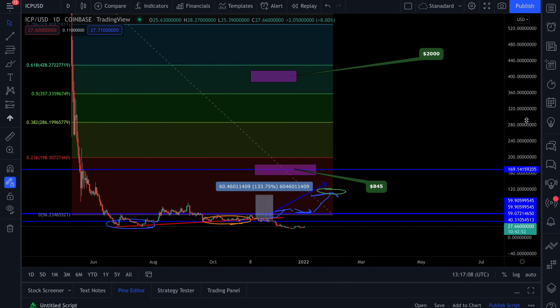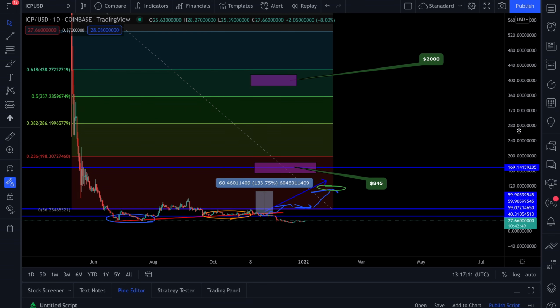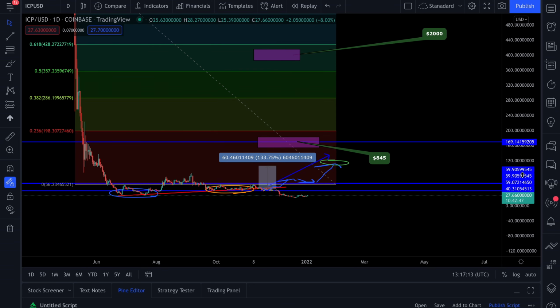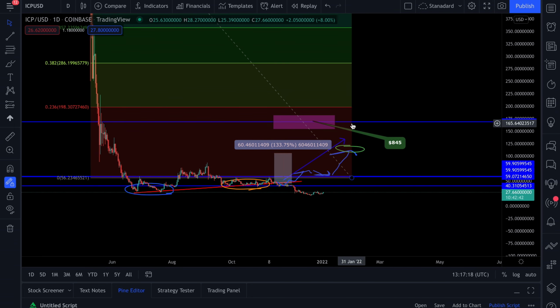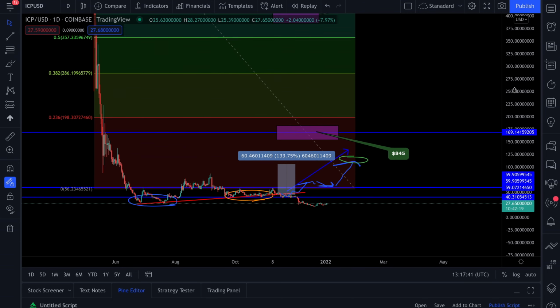Price action. How does this project look? Does it get any worse than this? Now, in my opinion, it's hard for price to go any lower than it already is, especially if the overall cryptocurrency market does start to take off. If the overall cryptocurrency market starts to take off, it's very unlikely that we're going to see ICP go lower, right? Because we know even coins that have no real value can do tremendous gains during a bull market. So please keep that in mind.